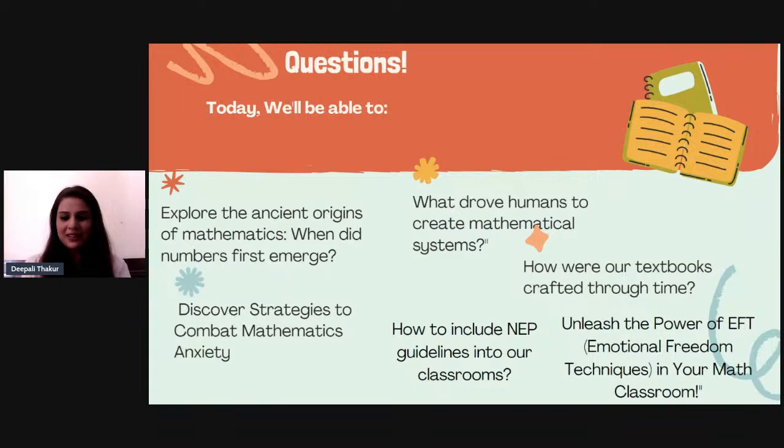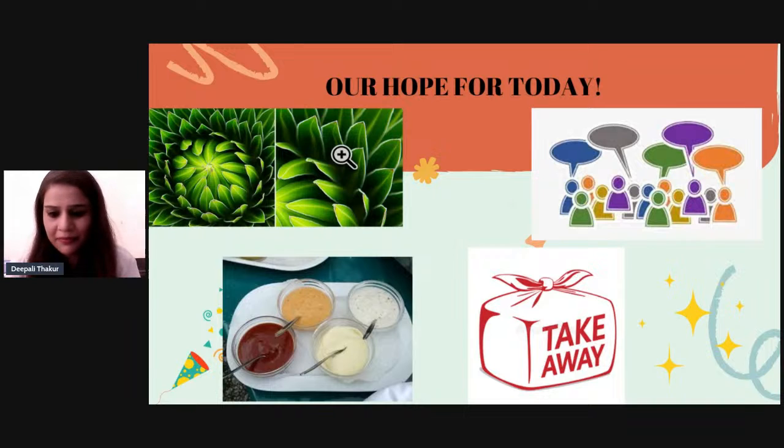Math is a very amazing subject, yes. And what have NCF and NEP told us, helped us, guided us, so that we can take all this learning into our classroom. There's also something called unleashing the power of EFT, which is emotional freedom techniques. We'll just zoom through it, and if we've got time, we'll go through that too. So, are you all with me? If you have attended my previous session, you know what it is. And if this is your first session, guess what these pictures are.